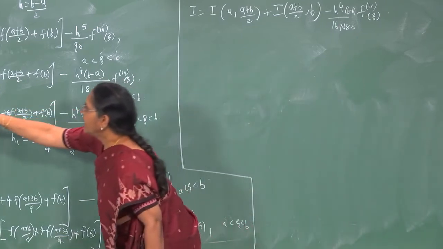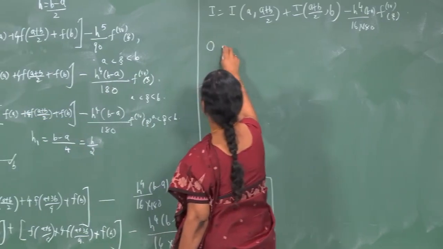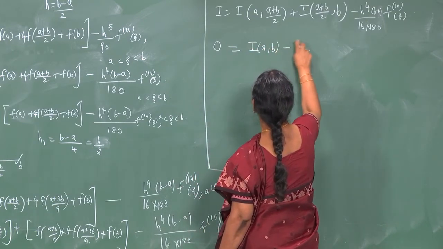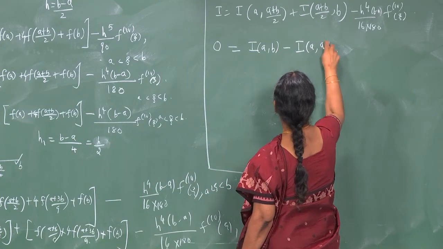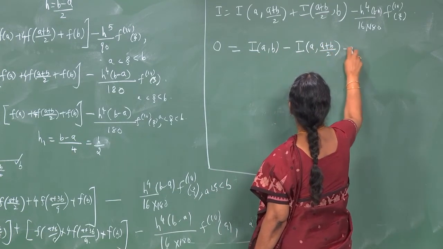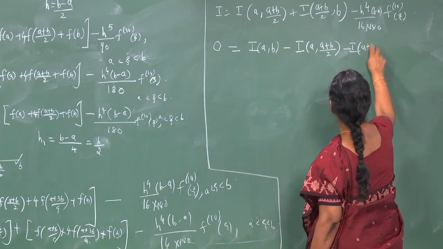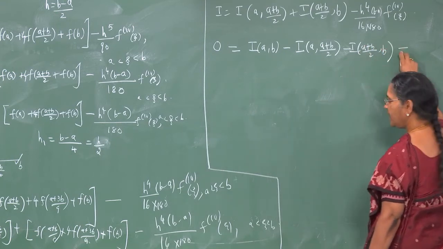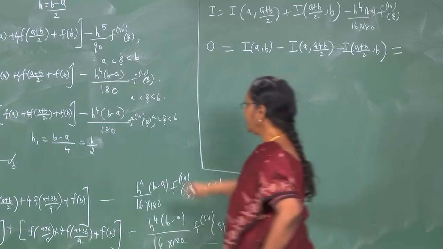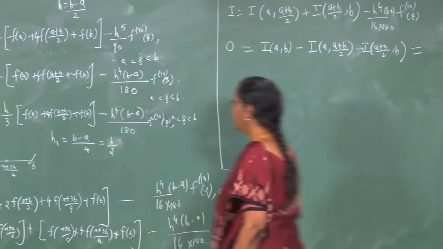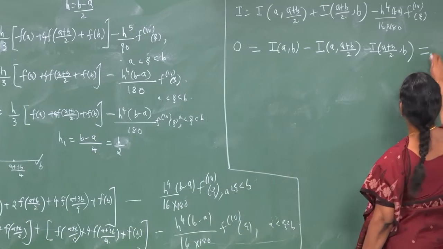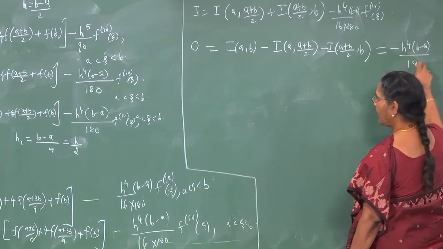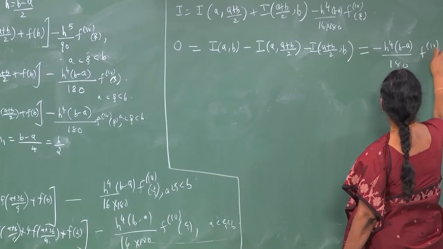So, that I minus I will give me 0, and that is equal to I of a b minus I of a comma a plus b by 2 minus I of a plus b by 2 comma b, and that will be equal to, what is the error that is incurred? The error that is incurred is minus h power 4 into b minus a by 180 into the fourth derivative at psi.